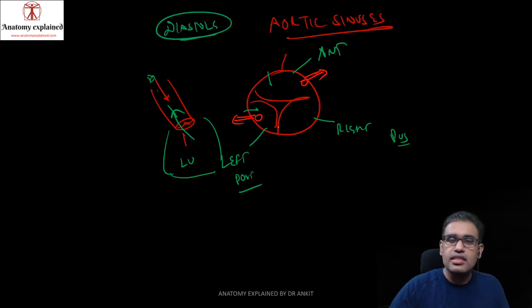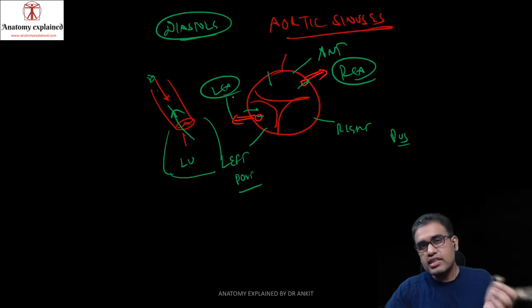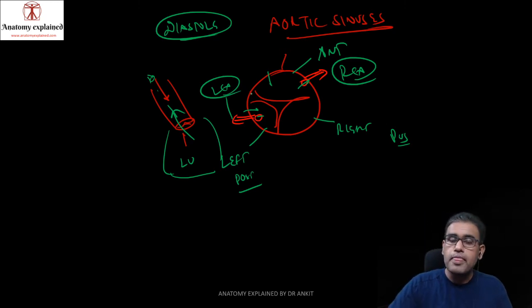that the sinuses are filled with the blood, and from the sinuses there are openings. These openings are for the right coronary artery and the left coronary artery. So it is during the diastole phase of the heart that the coronary arteries are filled with blood, and then they supply the whole heart.